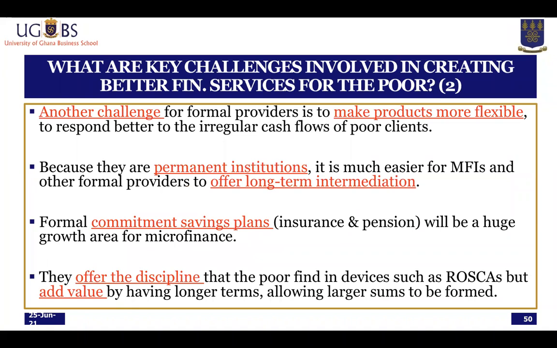Now, another challenge for formal providers is flexibility. Like I said, today you need 20 cedis, tomorrow you change your mind, it's 50. So now the question is, how can they adjust better to the irregular cash flow patterns of poor clients? Even when you give them a loan, how do you adjust to the fact that they are not working in formal institutions to be paying you the regular amounts that you know and need, but rather they pay you as and when they get it? So the question is, how do you factor that in? That's a challenge for most formal providers, which they have to navigate.